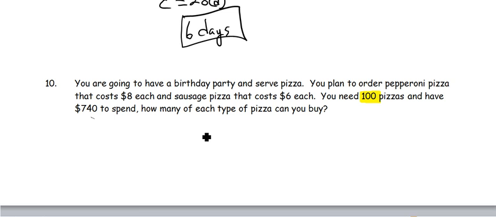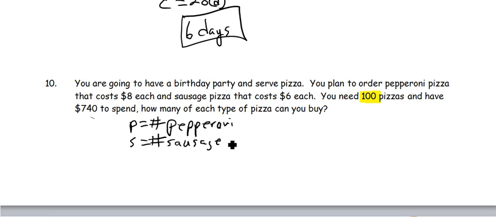All right. So, if I say that P is the number of pepperoni pizzas and S is the number of sausage pizzas, I could say that P plus S equals 100. Then our other total is 740, and I would do 8 times the number of pepperonis plus 6 times the number of sausage.